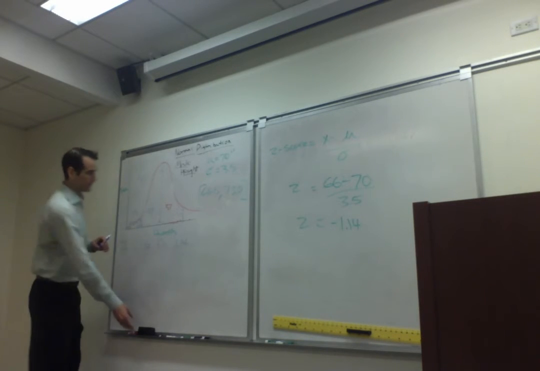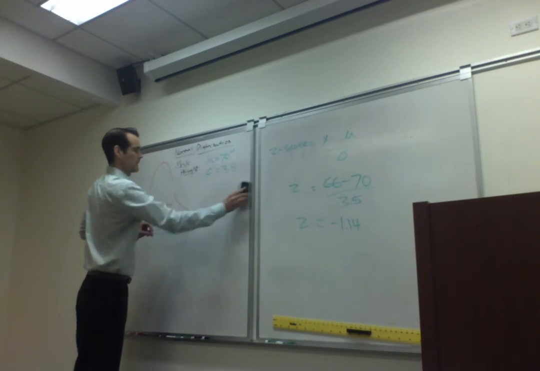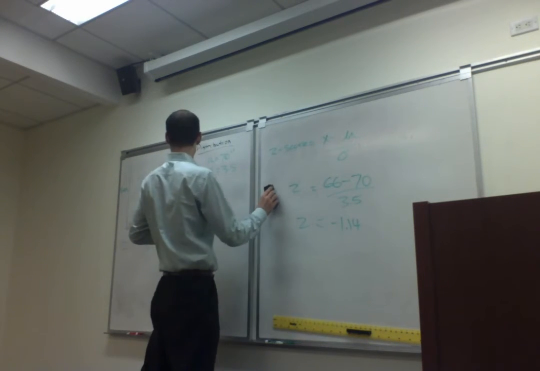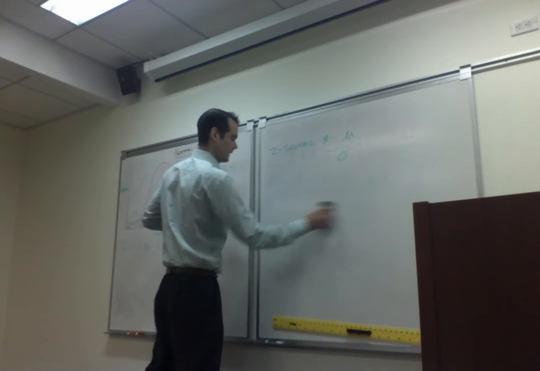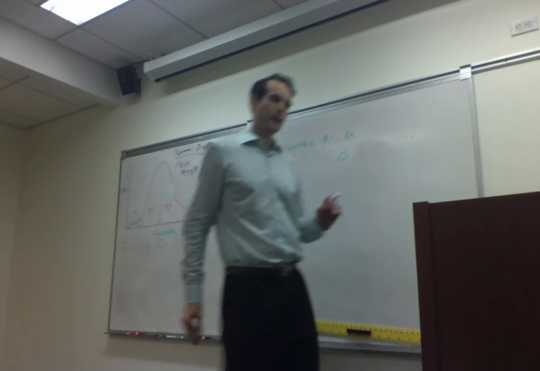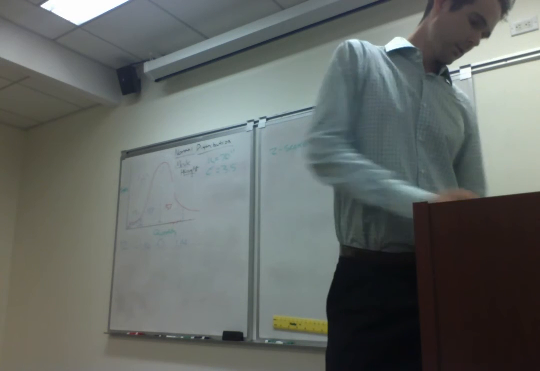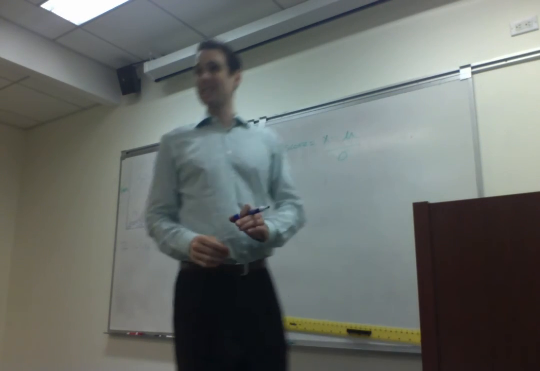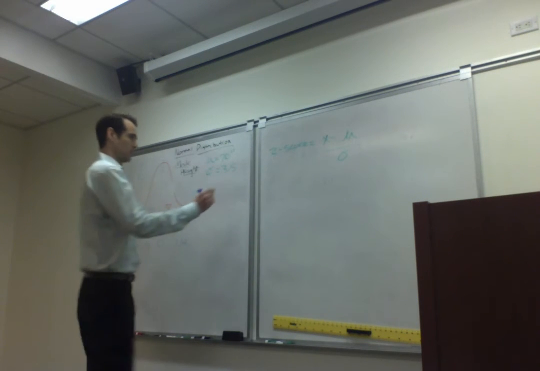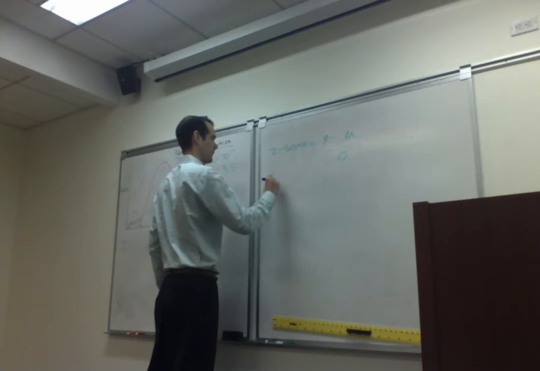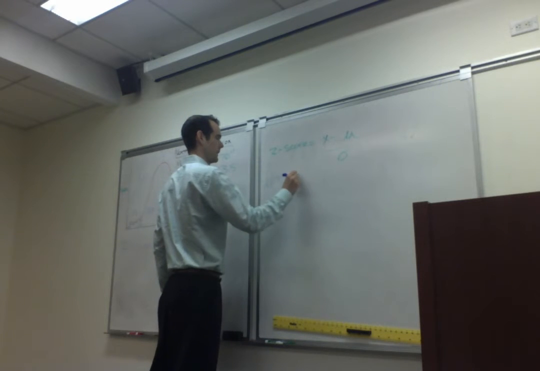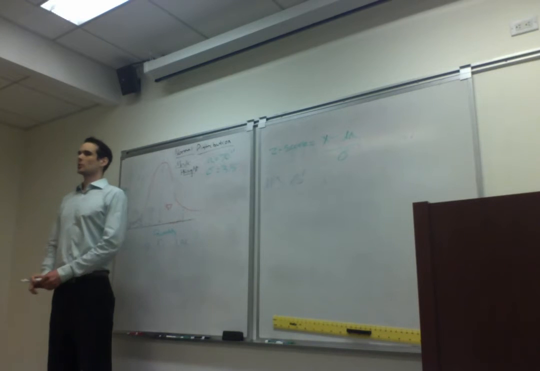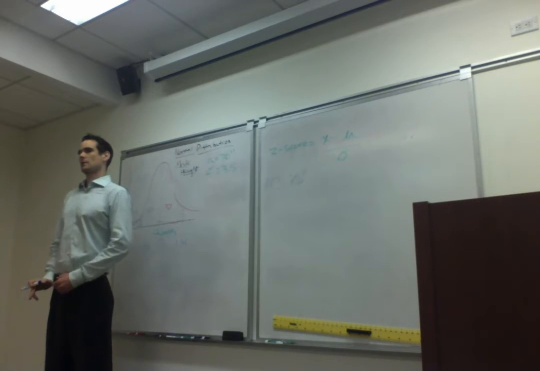So let me throw in a couple other numbers here. We know Sanjay's z-score is minus 1.14. Let me tell you how tall Michael Jordan is. Michael Jordan is 78 inches tall. Can you tell me Michael Jordan's z-score?